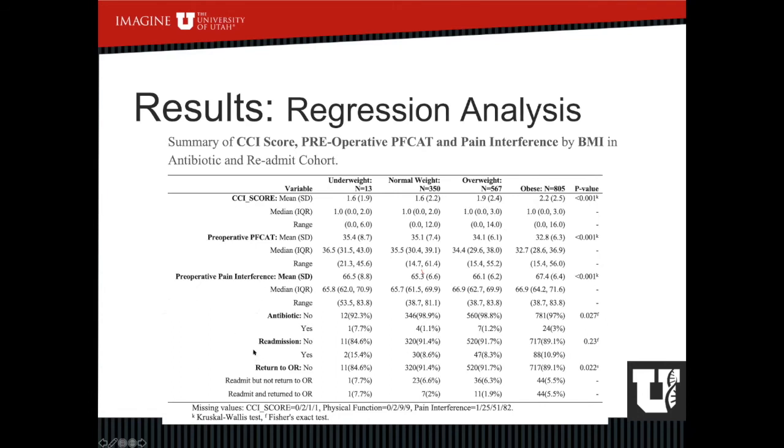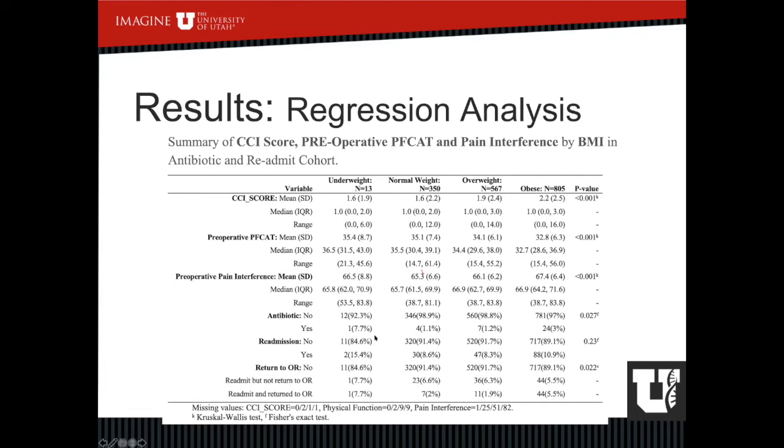So this is broken out by patient BMI, looking at patients who are underweight, normal weight, overweight, and obese, and then our outcomes of interest. So down here, patients who had an antibiotic, and that's kind of our shorthand for patients with a wound healing complication, including wound dehiscence, surgical site infection, and that's regardless of whether they went to the operating room or not.